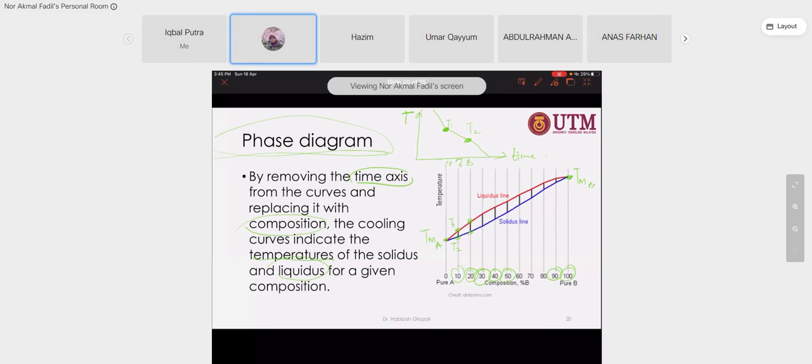So now we got the phase diagram. What is a phase diagram? It is a diagram of temperature versus composition of two elements. Okay, this is a binary phase diagram. Binary means there are two elements. Okay, if you add A plus B plus C, so we have another system, a ternary phase diagram. So now we discuss binary.